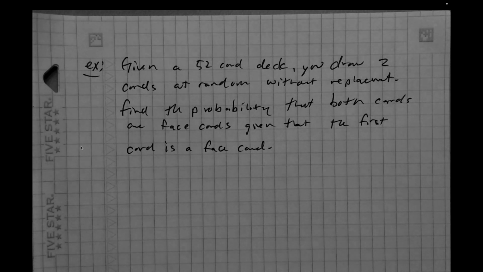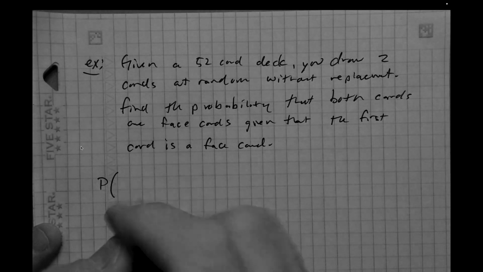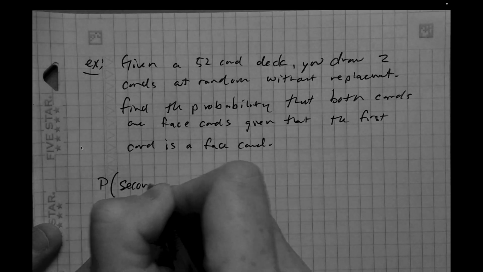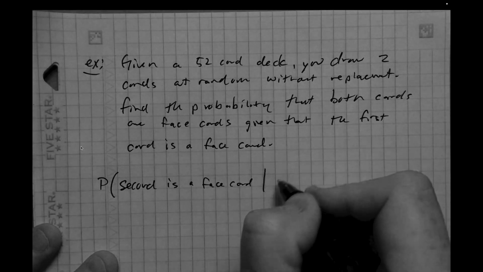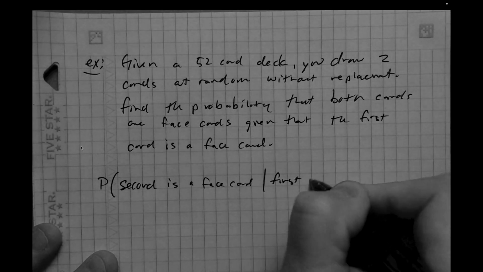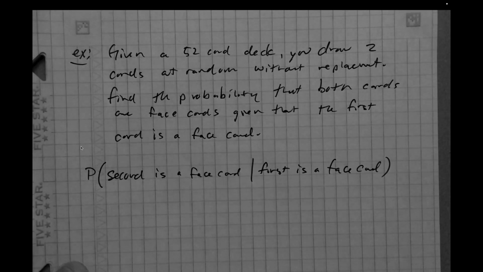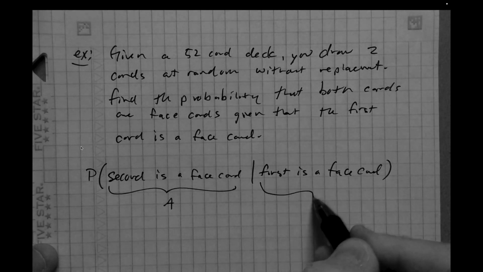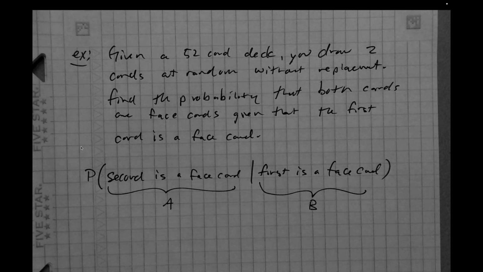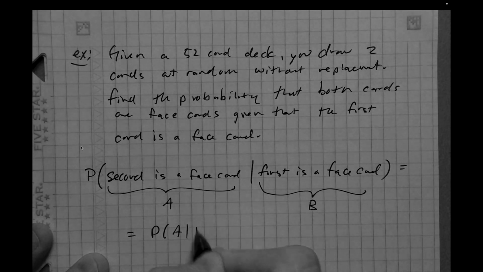Okay, so we can write this down. What we're looking for is the probability that the second is a face card given the first is a face card. Okay, and then just for simplicity, I'm going to use the letter A to denote this event, and B to denote the first as a face card. So what we're looking for here is the probability of A given B.